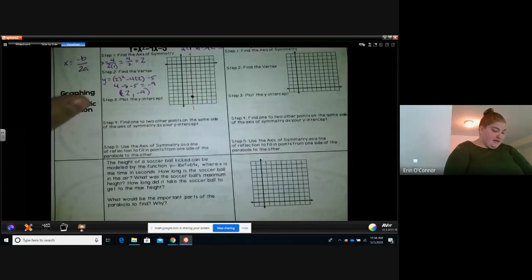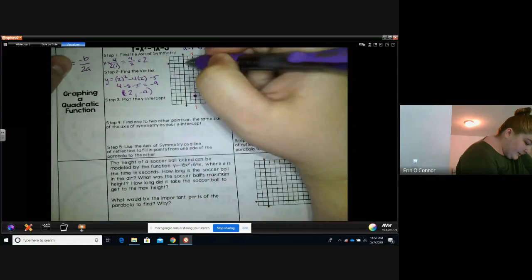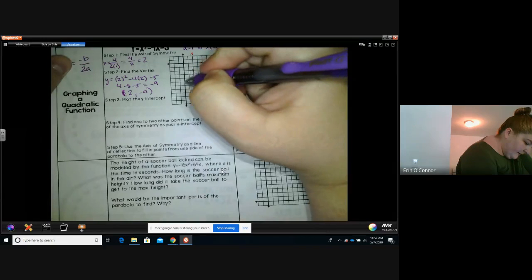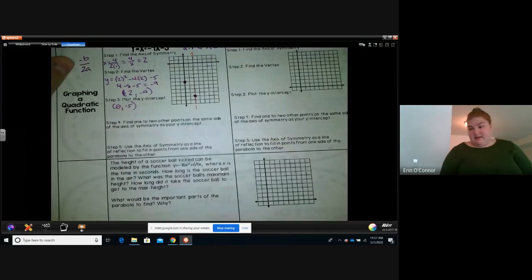Next, we're going to plot our y-intercept. Our y-intercept is at (0, negative 5). So 0, 1, 2, 3, 4, 5. Negative 5. So (0, negative 5).